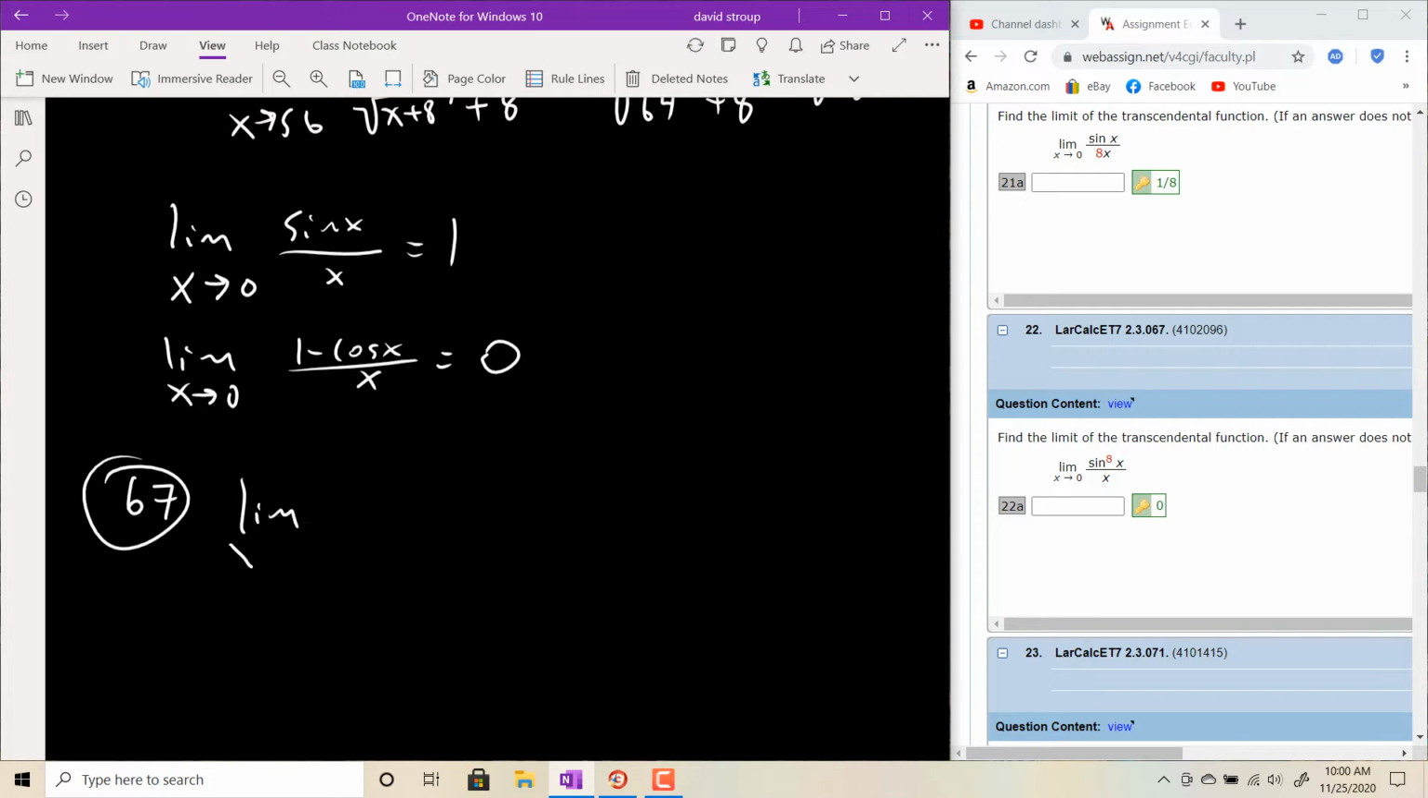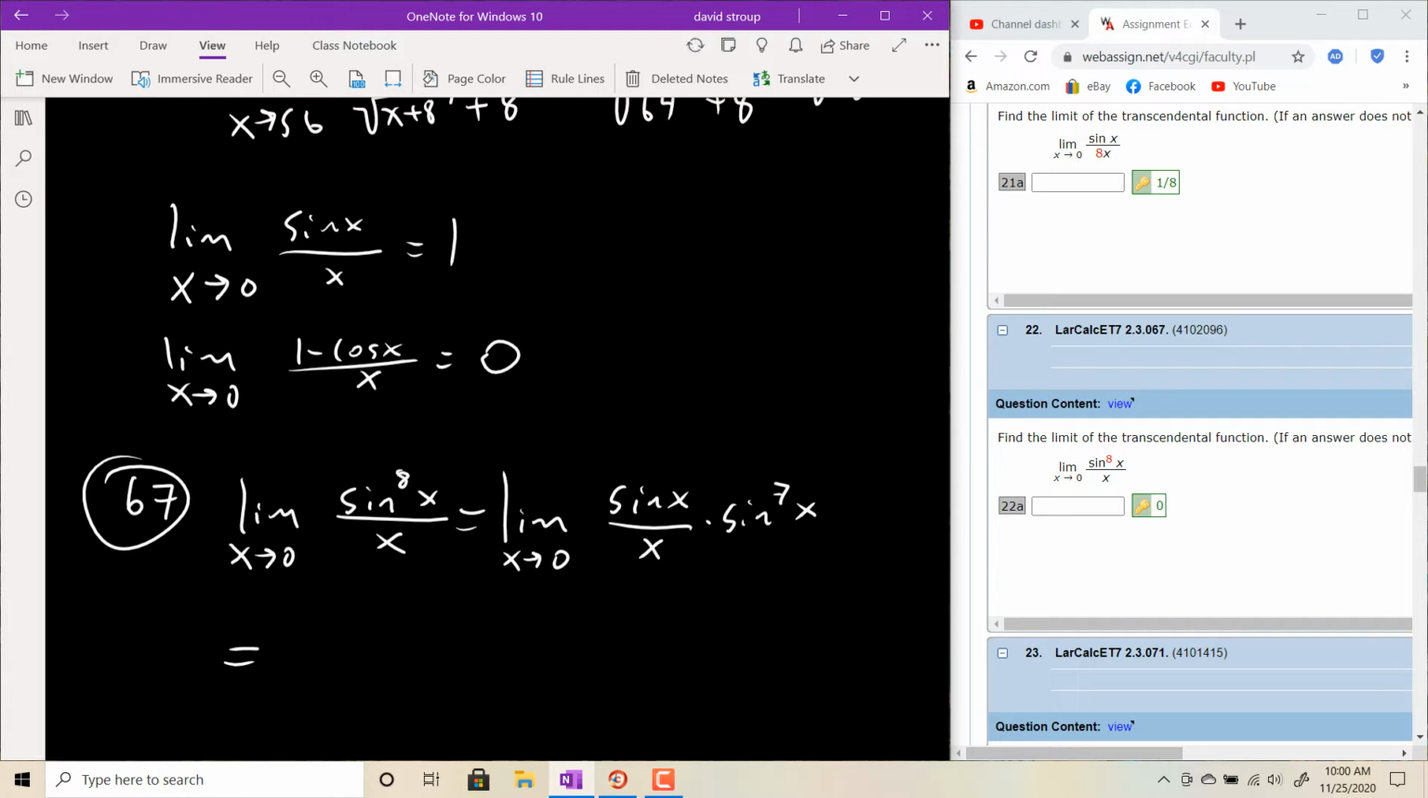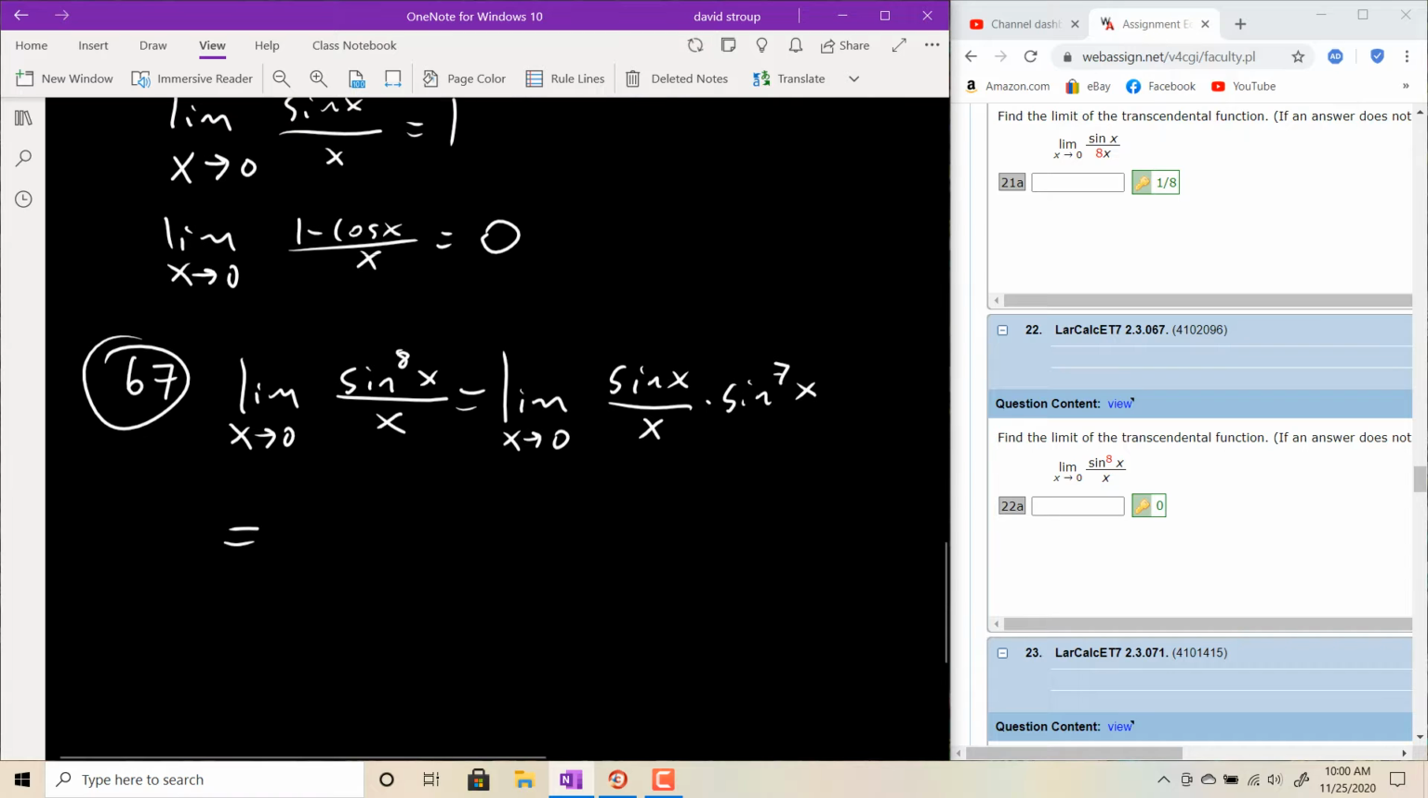So let's take a look at 67-ish. That's the limit as x goes to 0 of sine to the 8th x over x. We could rewrite that as the limit as x goes to 0 of sine x over x times sine to the 7th x. Okay. And then if you can evaluate the limit of each term and each factor in the product, then you could take the product of the limits.